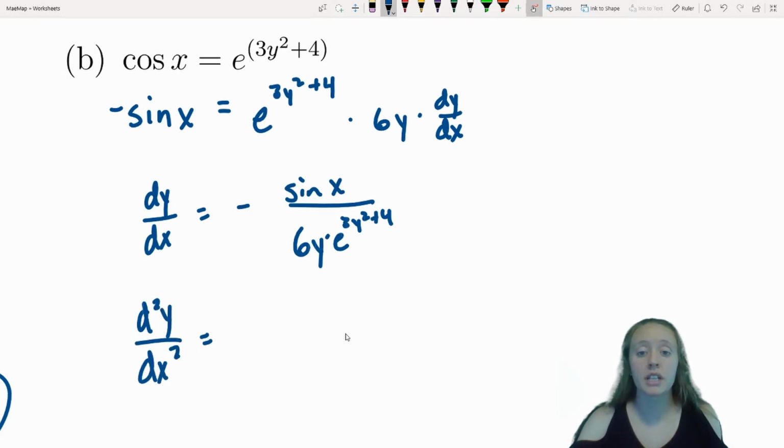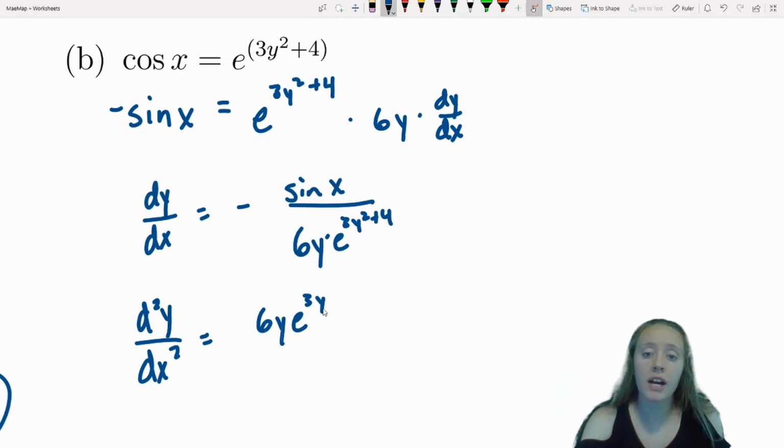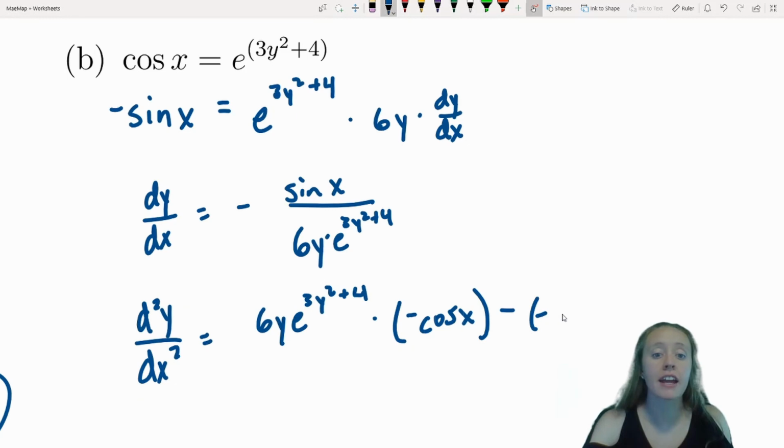So we'll have low d high minus high d low all over low squared. Now feel free to either leave the negative out in front or put it with the numerator. I'm going to go ahead and put it with the numerator just so I can carry that on through. So I'm going to have low, 6y times e to the (3y squared plus 4). So that's low times d high. The derivative of sine of x is going to be cosine of x, but remember that's a negative, so that's times a negative cosine of x, minus high d low, so that's minus a negative sine of x if I left that negative with my numerator.